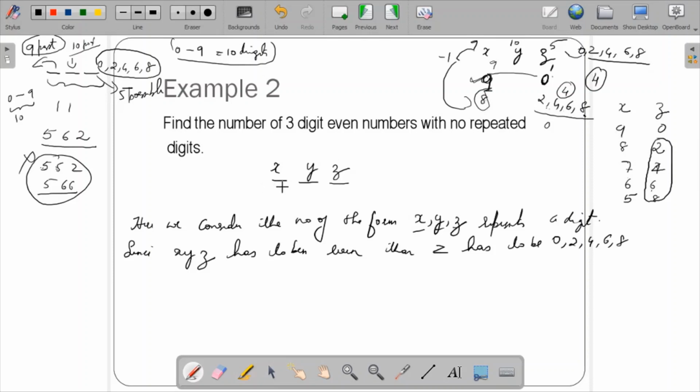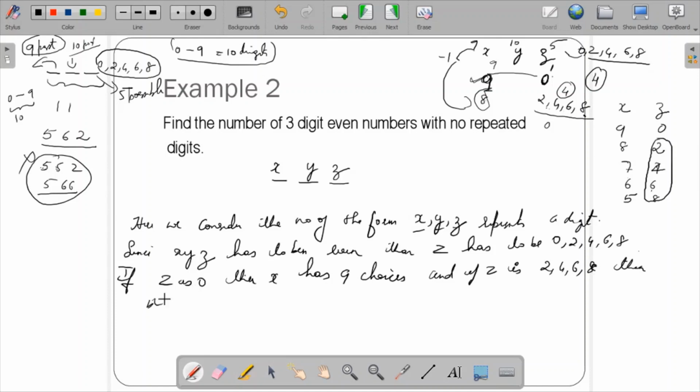So what I can write over here is, if Z is 0, then X has 9 choices. You know that if Z is 0 means what? Remaining 1 to 9 should be arranged. 0 is gone, 9 choices. Okay, and if Z is 2, 4, 6, 8, then X has 8 choices.